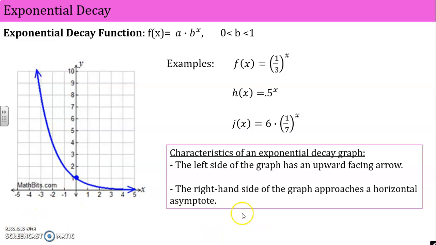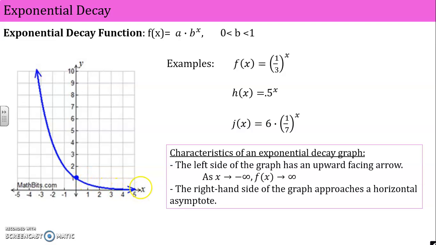All right, so in exponential decay, we see kind of the opposite of what we saw with exponential growth. It's the left-hand side of the graph that has an upward facing arrow. So this is what's pointing up, whereas in exponential growth, it was the right arrow that was pointing up. If I wanted to phrase that in math terms, I could say as x approaches negative infinity, so that means as we move to the left on our graph, the y values are approaching infinity. All it means is it shoots up towards infinity. And then in this case, the right-hand side of the graph is what's approaching the horizontal asymptote.